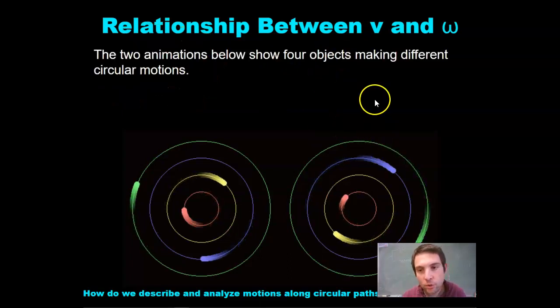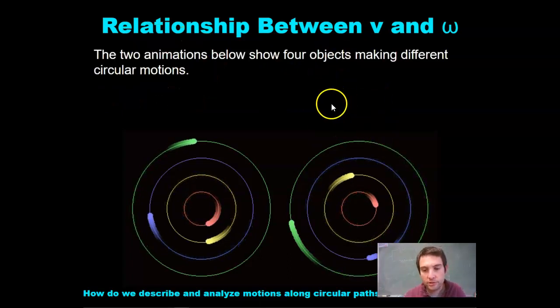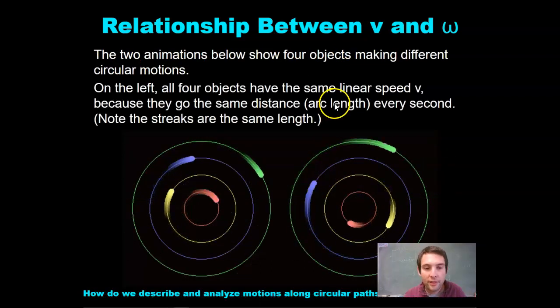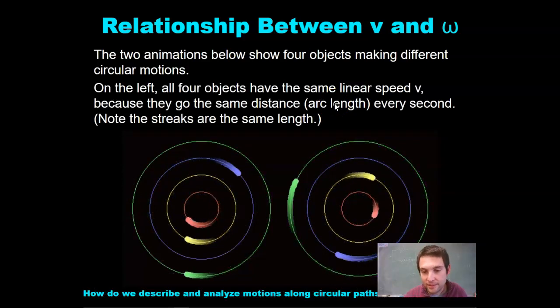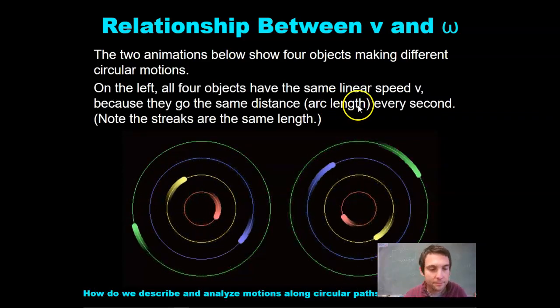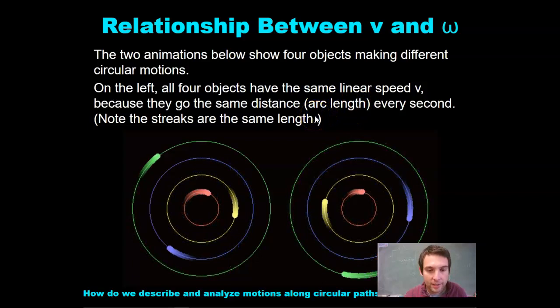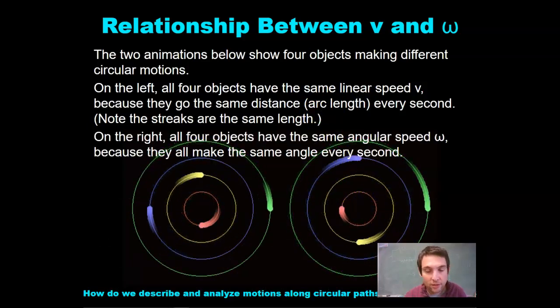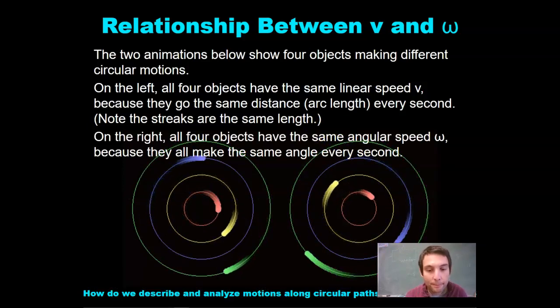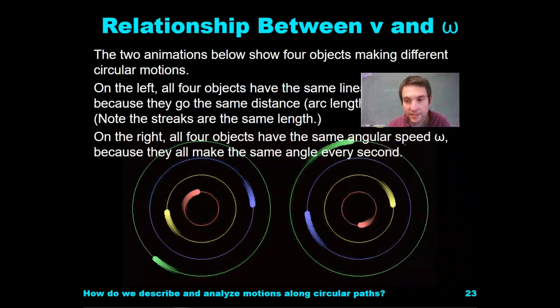Now the two animations show 4 objects making different circular motions. On the left, all 4 objects have the same linear speed v because they go the same distance, arc length, every second. Note the streaks are the same length. On the right, all 4 objects have the same angular speed, omega, because they all make the same angle every second.